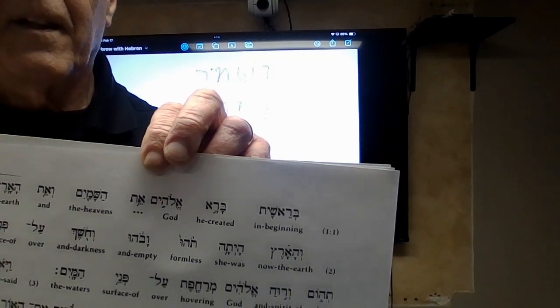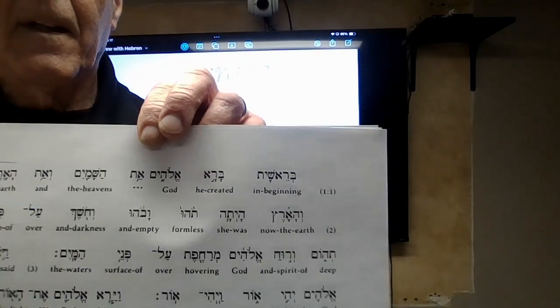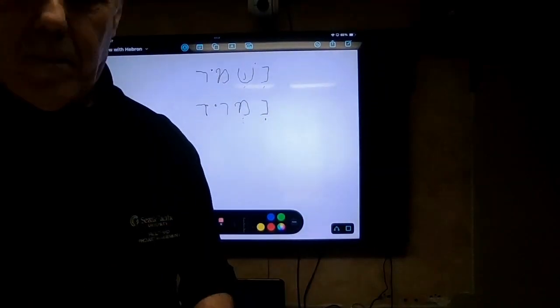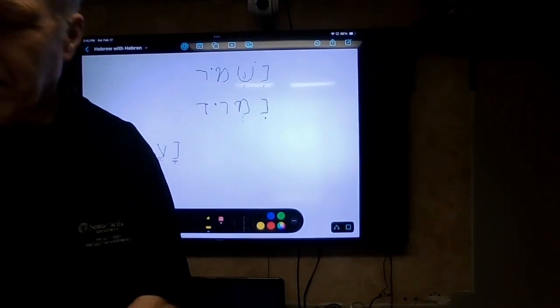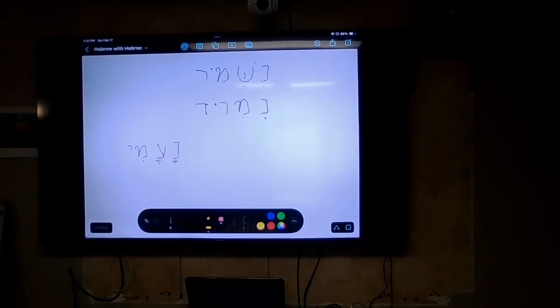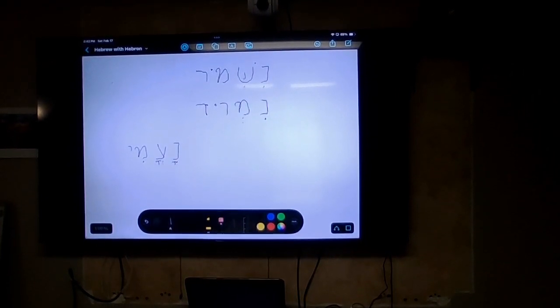It's like pointing to the heavens. So Elohim is pointing to the hashamayim. It's the word et. It's in there twice, and it means hashamayim is a definite direct object. And the second et is telling you haaretz is also a definite direct object. Bereshit bara Elohim: in the beginning, God created et hashamayim, the heavens, and et haaretz, the earth.